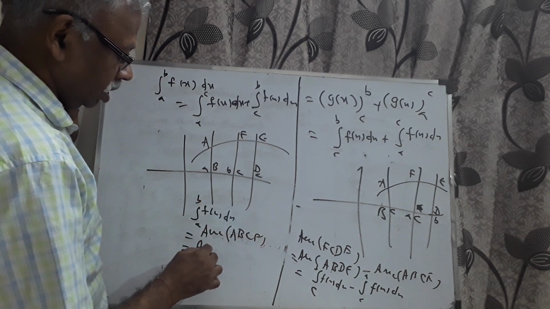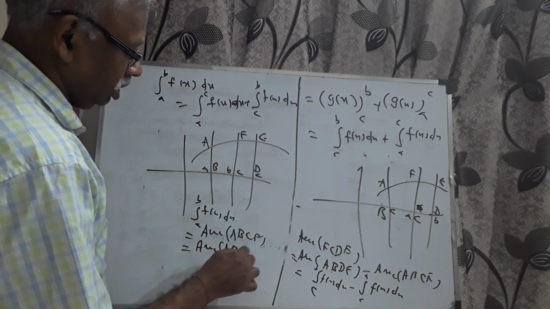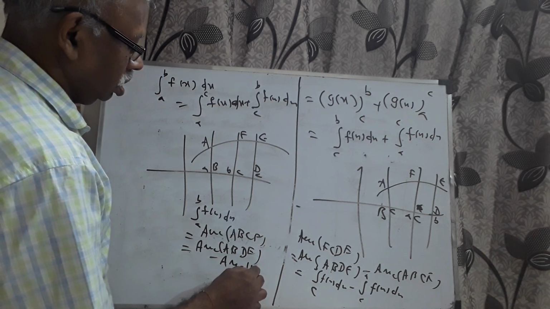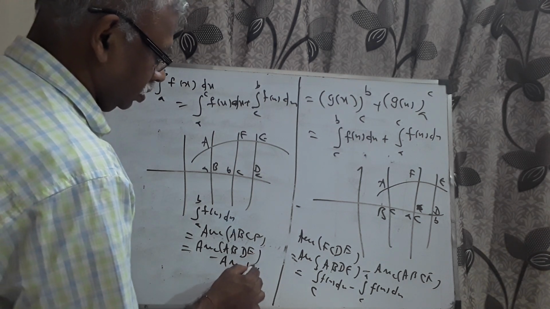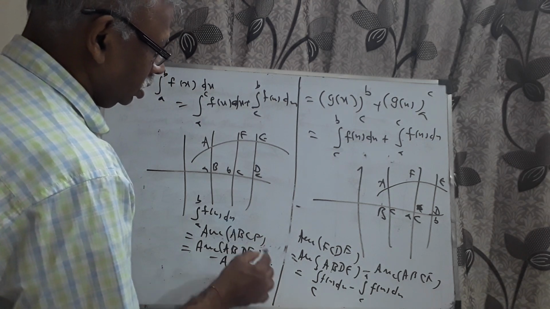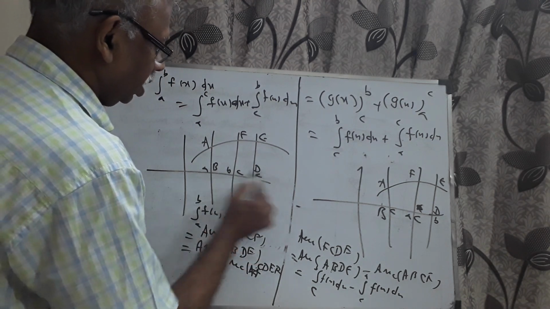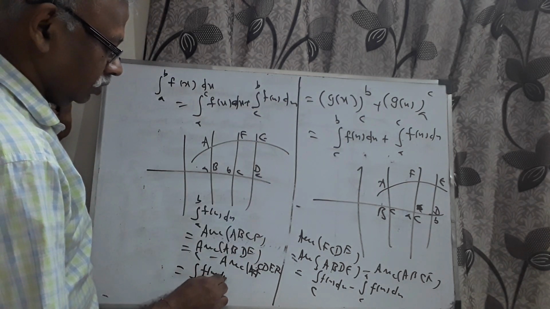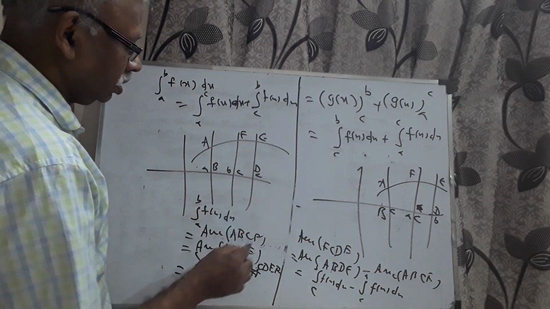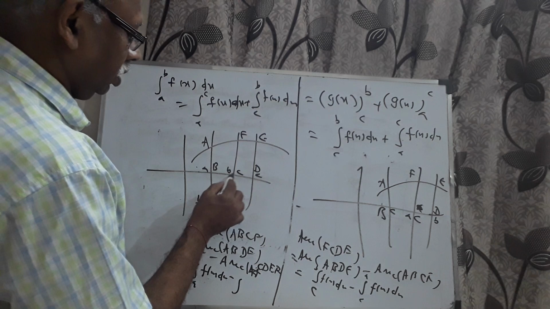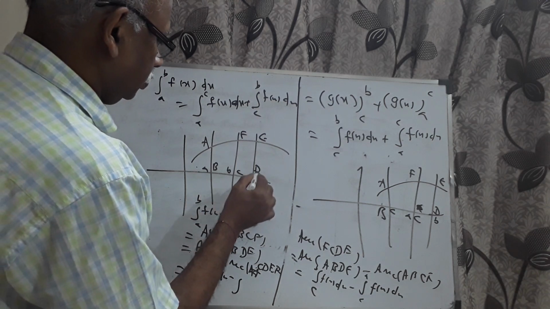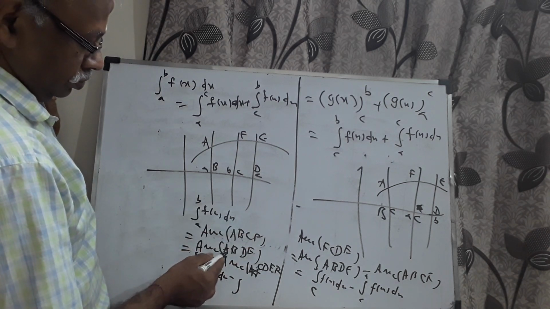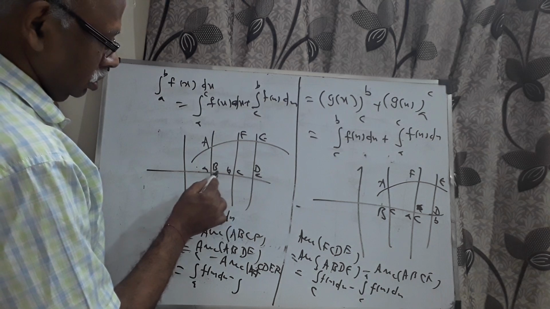Area ABCF can be written as area ABDE, see the diagram, minus area CDEF. The whole area minus this can be written as the integral from A to C of f(x) dx, minus this, which is nothing but, see here, A to C. Sorry, this is A to B.